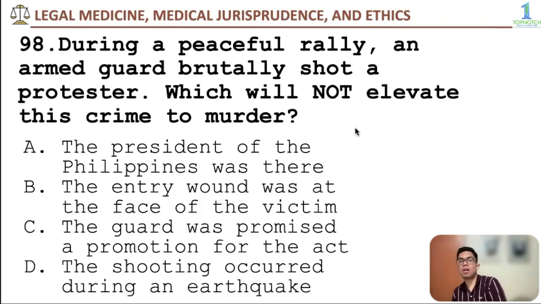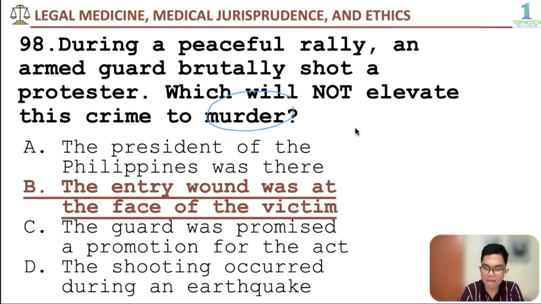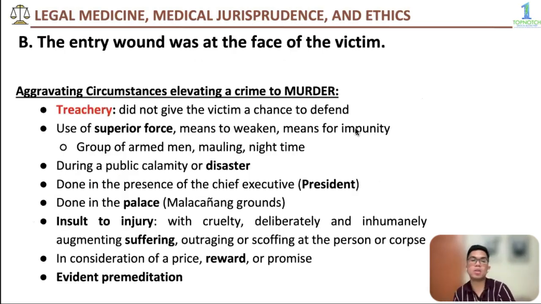Next, which of the following is not pala an aggravating circumstance that will elevate it to murder? That's your letter B, kasi this is not an element of treachery. So here are the aggravating circumstances that will elevate a crime to murder. First is, of course, treachery. So you betrayed them, hindi mo binigyan ng chance to defend. So usually it's for posterior na lesion. So nakatalikod yung tao, binaril mo, pinatay mo.